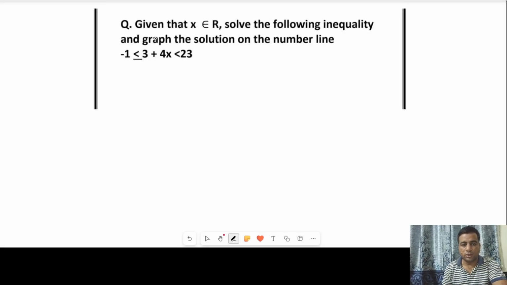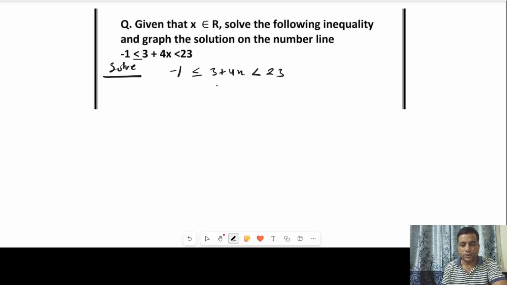It's a question on the screen. Given that x belongs to real numbers, solve the following inequality and graph the solution on the number line. Minus 1 is less than or equal to 3 plus 4x, and this is less than 23. Now subtract 3. 3 is a positive quantity, so the inequality remains unchanged.